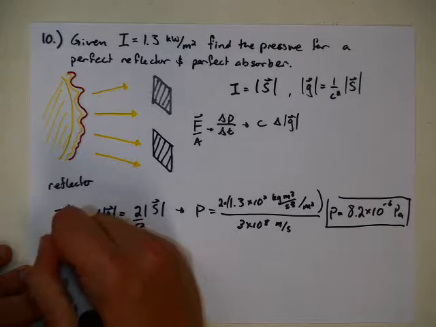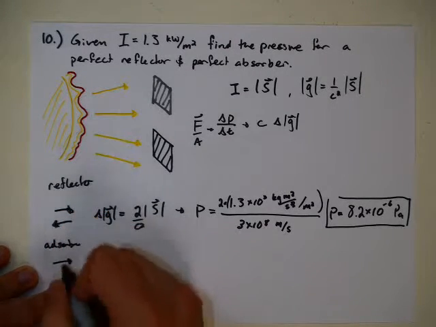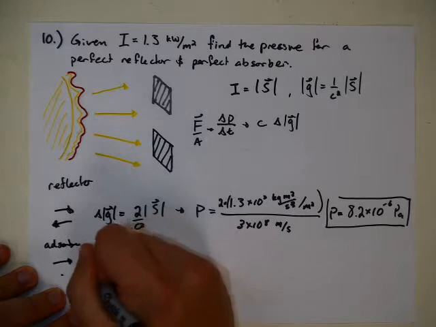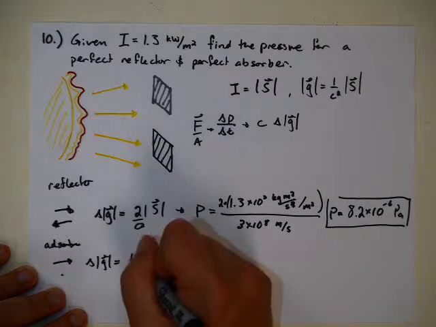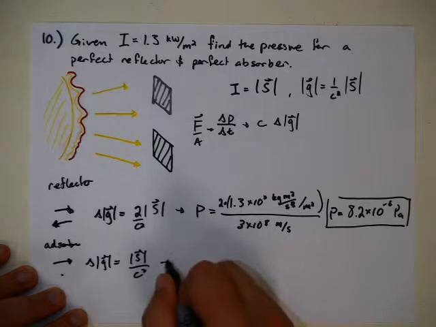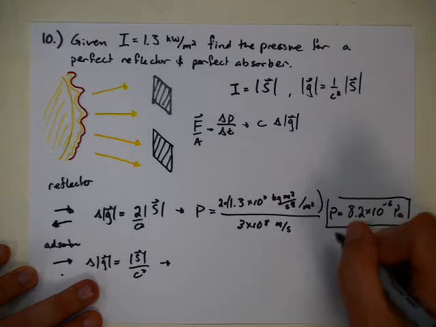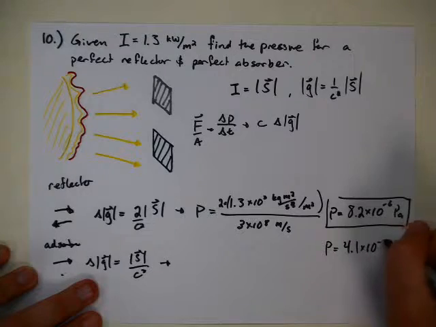For an absorber, our initial momentum is that way, our final momentum is nothing, and so our change in momentum is simply S over c squared, which is going to give us half the pressure, right? So the pressure is going to be 4.1 times 10 to the negative 6 pascals.